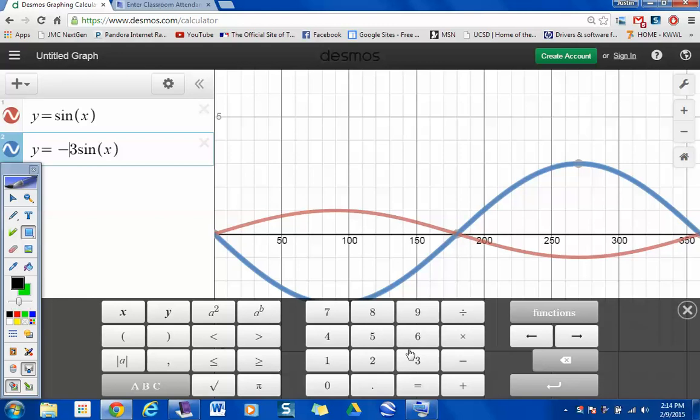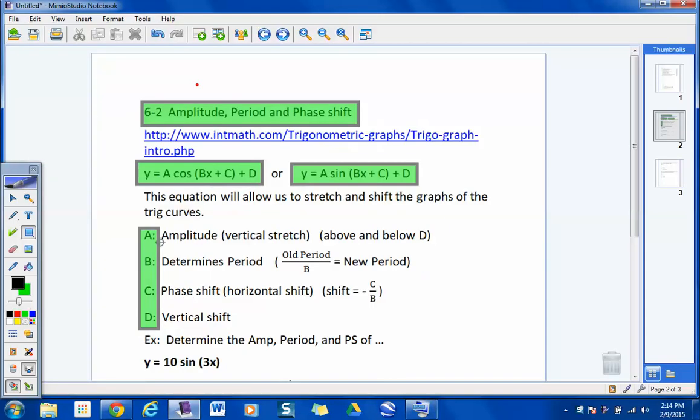So guys, when I go back to the notes and I talk about what the value of a affects, what's the word I'm talking about? Amplitude. Amplitude is how much it stretches the original function vertically. Again, keep in mind, we're only talking cosine and what right now?